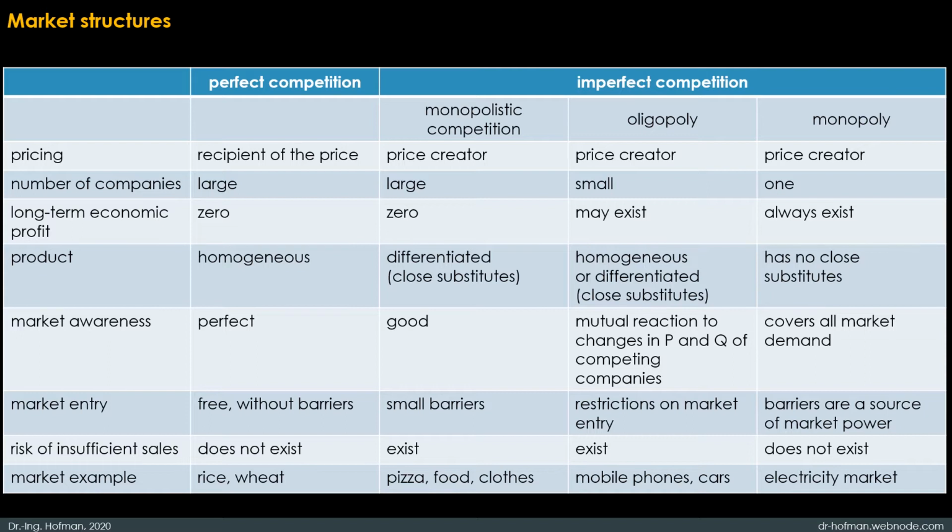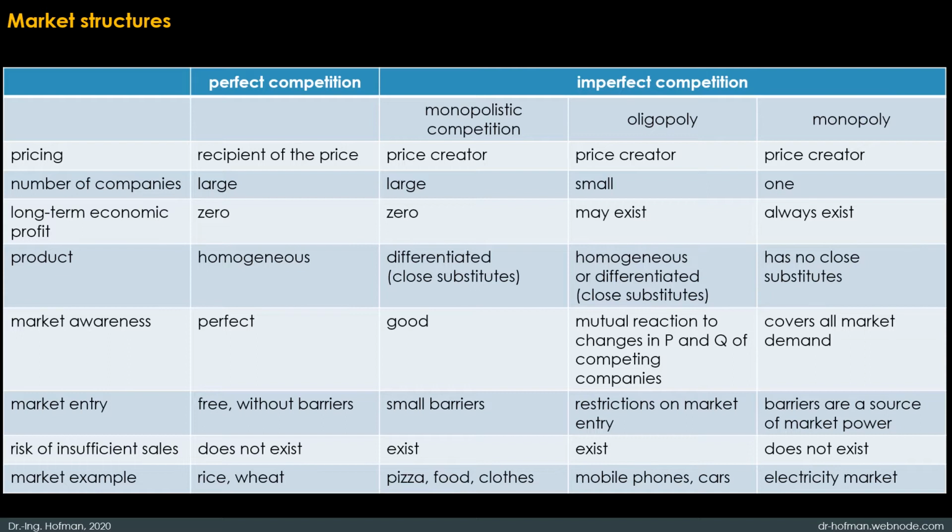Similarly to oligopoly, the product there is homogeneous or slightly heterogeneous, so the products are close substitutes. In monopolistic competition, the product is differentiated and they are also close substitutes. In monopoly, there's no close substitute on the market, which gives the company its strength.